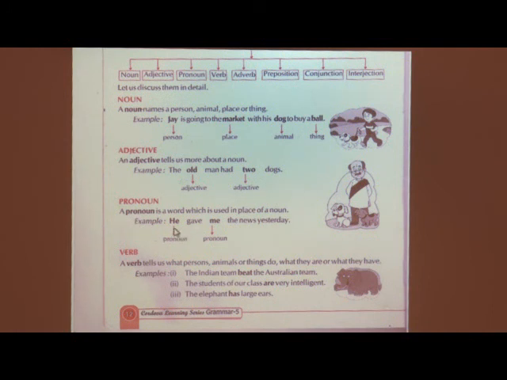In the example they have given, "He gave me the news yesterday", "he" is a pronoun, and here "me" is also a pronoun. So, these words which we use in place of a noun are called pronouns. For example, in one more sentence, "He eats a mango", "he" is a pronoun, or "She likes to play the guitar", "she" is a pronoun. So, these are some of the pronouns. This is the third part of speech.